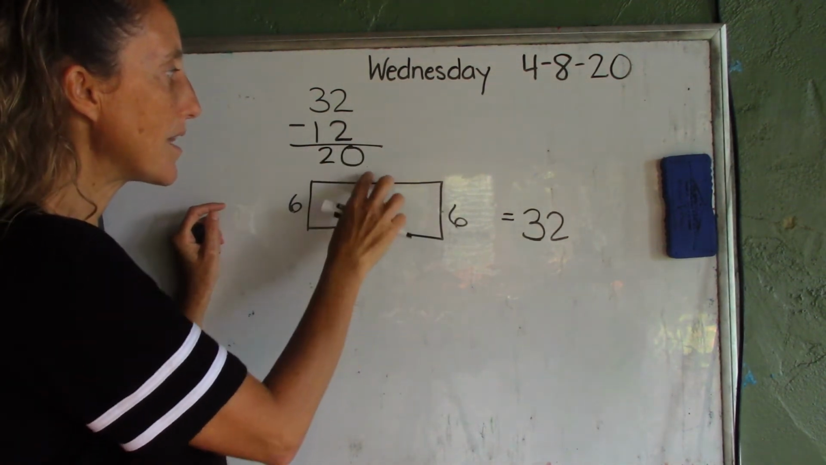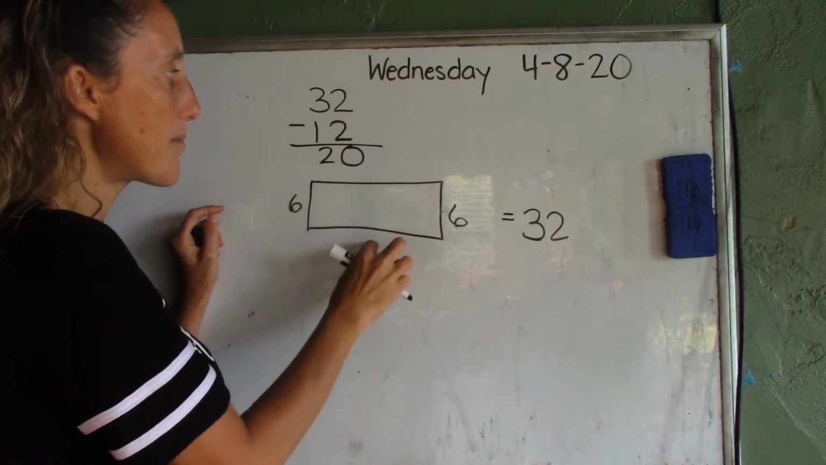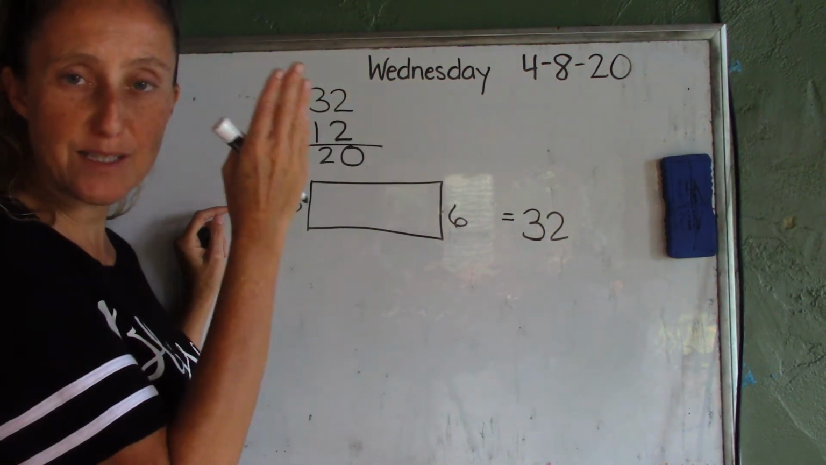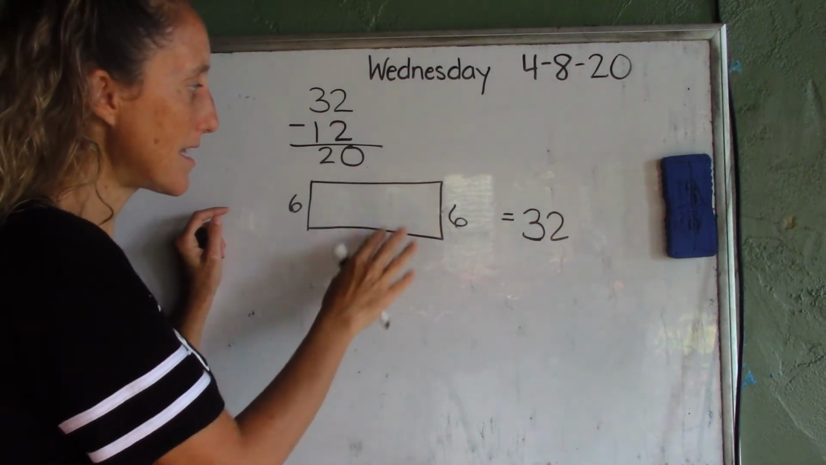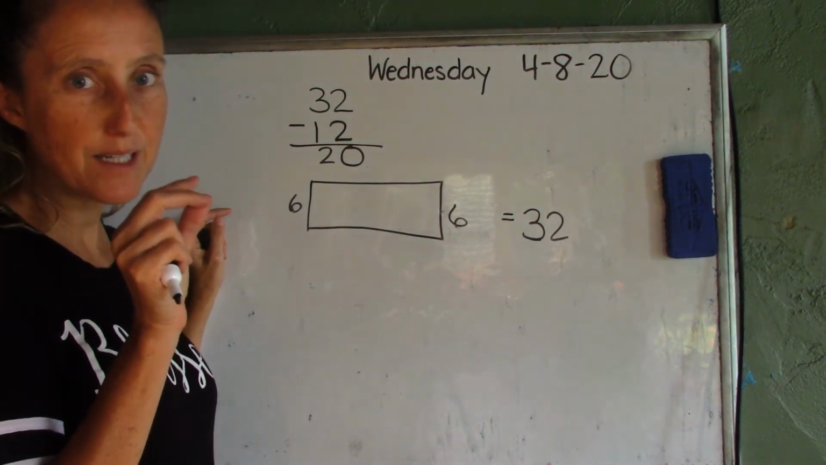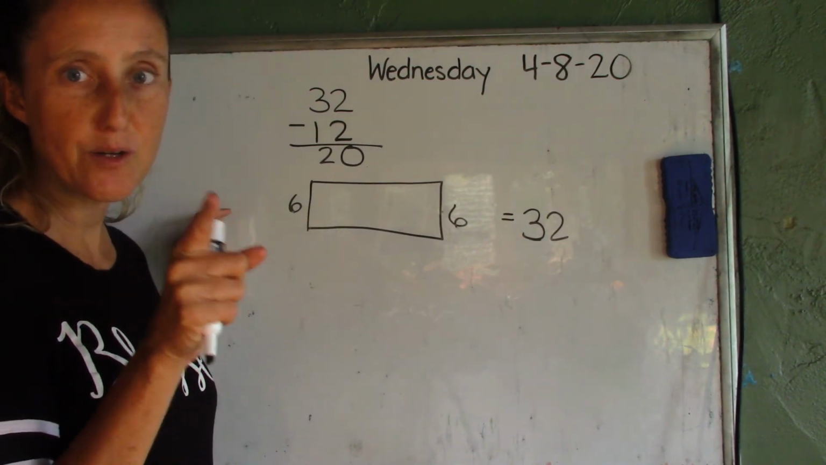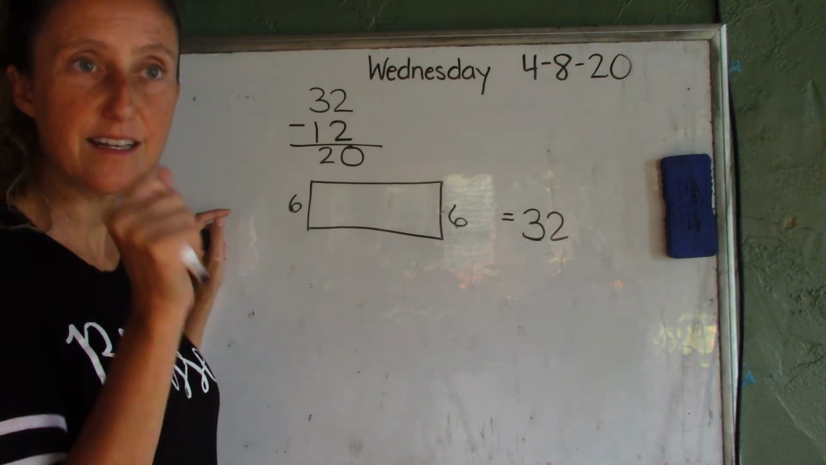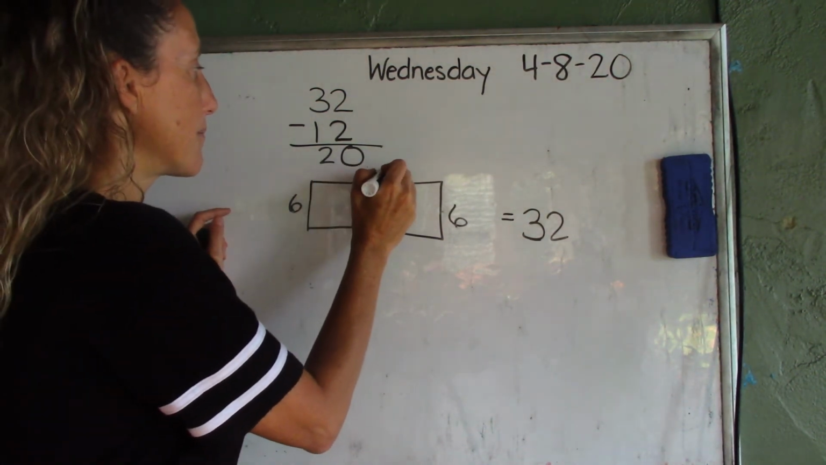Okay, so I know that these two sides, when you add them up, are going to make 20. But it has to be split in half, right? Because I need half on this side and half on this side. So what number added to itself would equal 20? Yes, 10 plus 10.